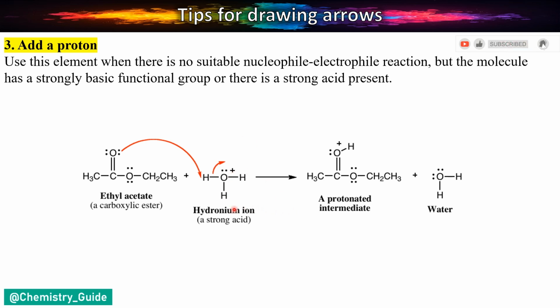This tip works only in the acidic medium. In acidic medium there is an excess of positive protons present in the medium. So these protons add up to the reactant, generating the protonated intermediate. A similar case can be used when there is a presence of nitrogen in the starting material.